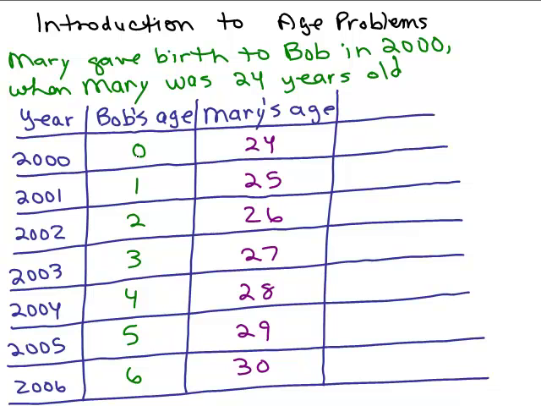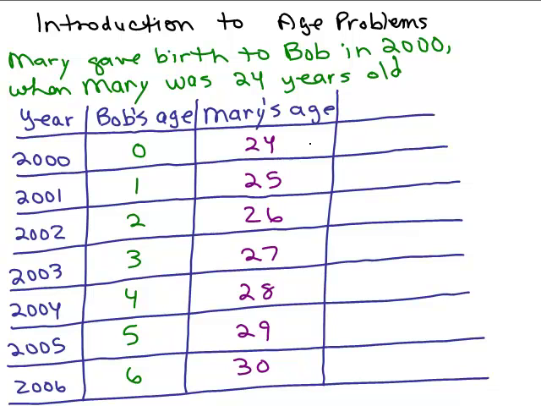So notice in 2000, Bob's born, so he's 0, right? And Mary's 24. The next year, he's 1, she's 25. The next year, he's 2, she's 26, etc. I've gone up, let's say, up to the year 2006. The first thing I want you to notice is that when he's 1 year old, she's 25 times as old as he, right? She's lived 25 times as long as Bob's lived. But 1 year later, he's 2, she's 26. She's lived 13 times as long, not quite as long, right?